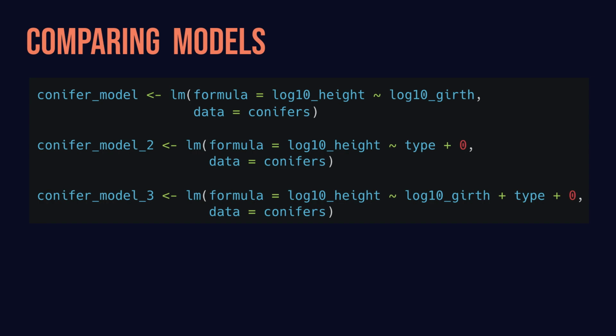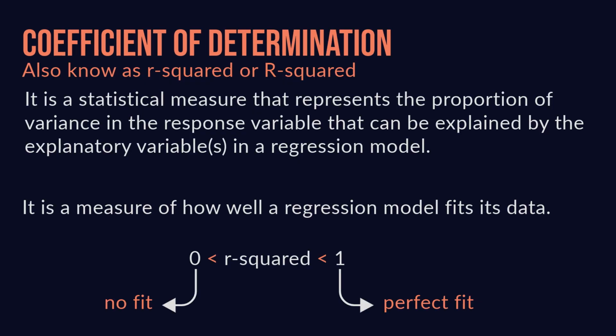There are several metrics that can be used to quantify a model. Let's look at them one by one. The first one is called the coefficient of determination, or R-squared. R-squared is a statistical measure that represents the proportion of variance in the response variable that can be explained by the explanatory variables in the regression model. It is a measure of how well a regression model fits its data. R-squared takes a value between 0 and 1. A value of 1 signifies perfect fit, and a value of 0 means that there is no fit.